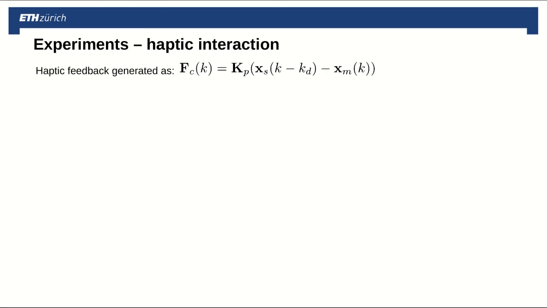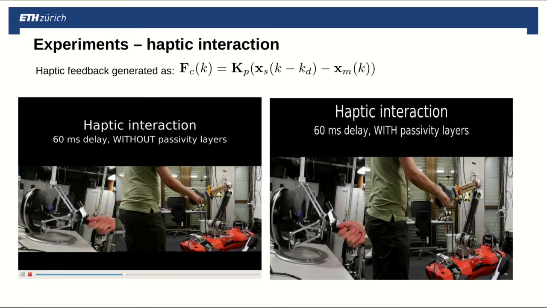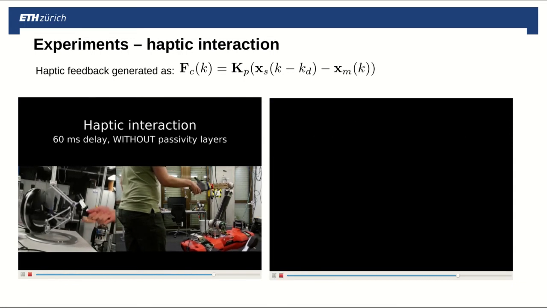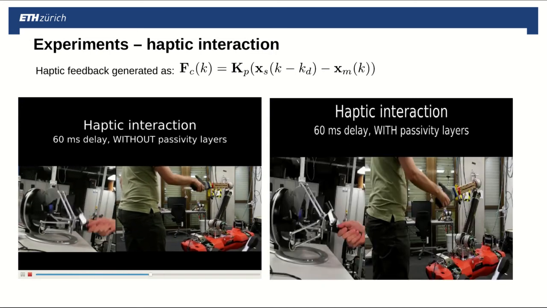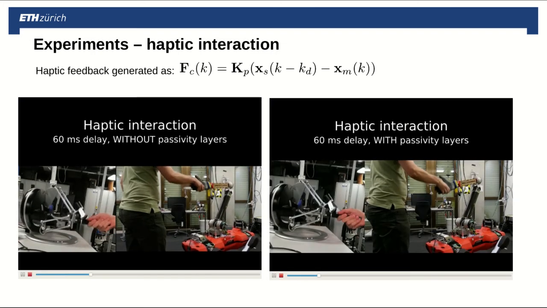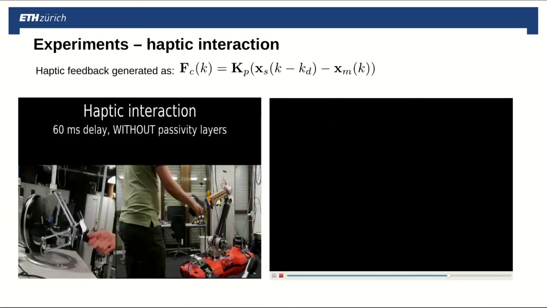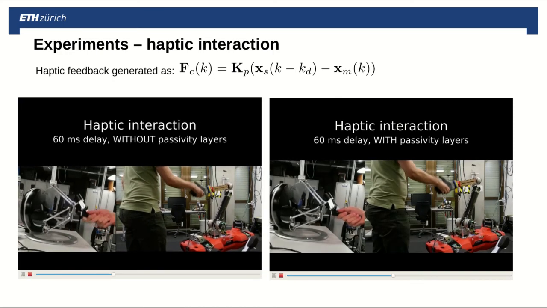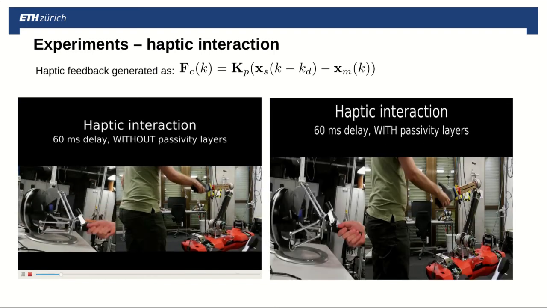And this is the second experiment. We perform a haptic interaction. We use the same feedback as before, and the hand of the slave robot was shaken by a human operator. We had to tune the gains of the haptic feedback higher to allow the operator to perceive low forces, and this can lead to more aggressive behavior, as we can see in the case without passivity layer. While when the passivity layer is implemented, this leads to a more conservative haptic feedback.